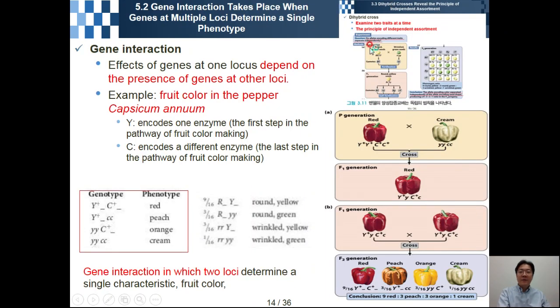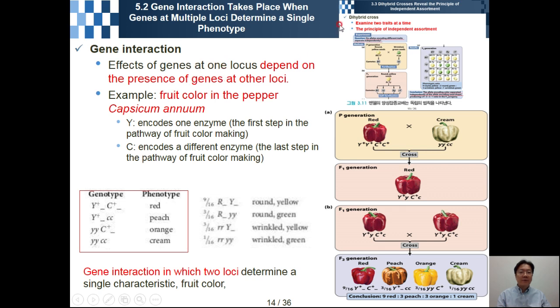So in this slide, we will learn another subject: gene interaction. Gene interaction takes place when genes at multiple loci determine a single phenotype. Gene interaction means that the effect of a gene at one locus is dependent on the presence of a gene at the other loci.